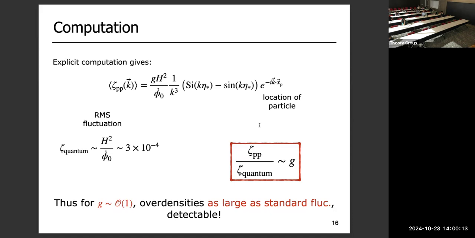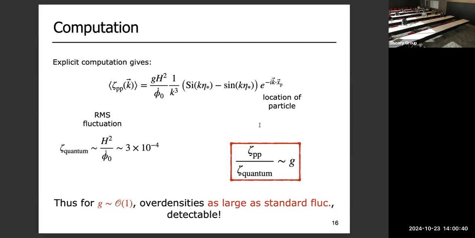In other words, if G is a bit big, let's say 5, for example, then that would tell you that these overdensities are 5 times as large, and that potentially can give rise to an observational consequence. If G is much smaller than 1, these effects are just swamped out by the standard fluctuations. They are just buried deep inside them, and you don't see them. Okay, so that's the main effect.